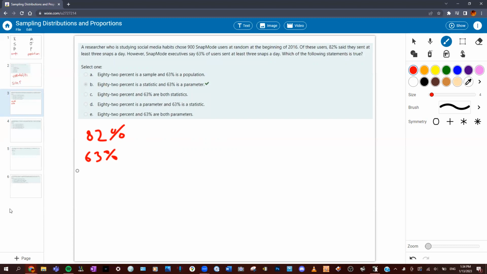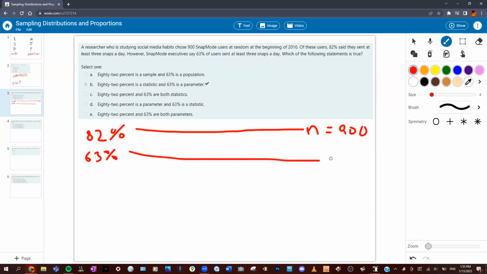So remember, our sample size, how many people are in the sample, we denote by the letter N, and that is 900. One of them is saying that of the 900, 82% did. So that correlates with this. But the 63% doesn't have to do with the sample. That has to do with the actual population.